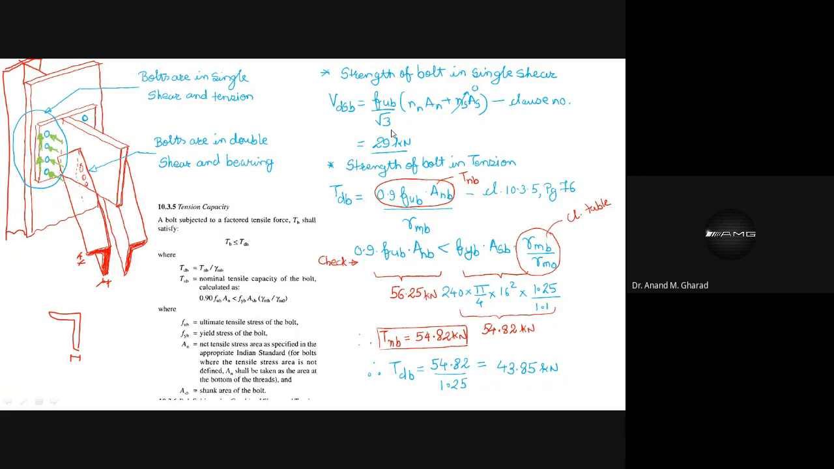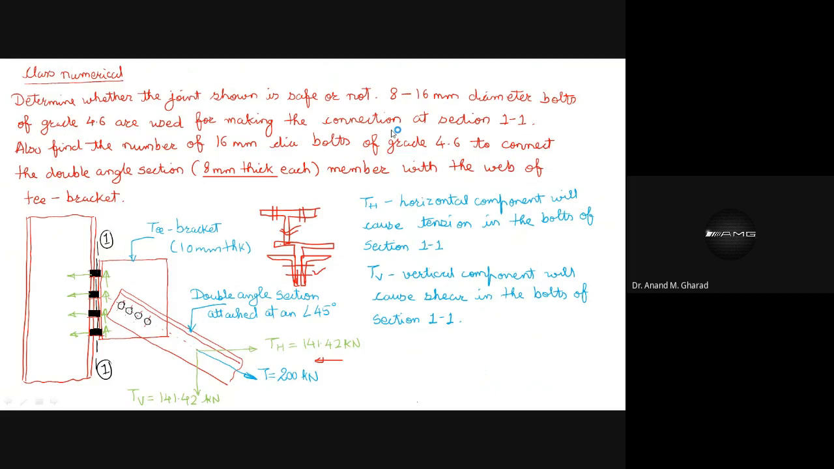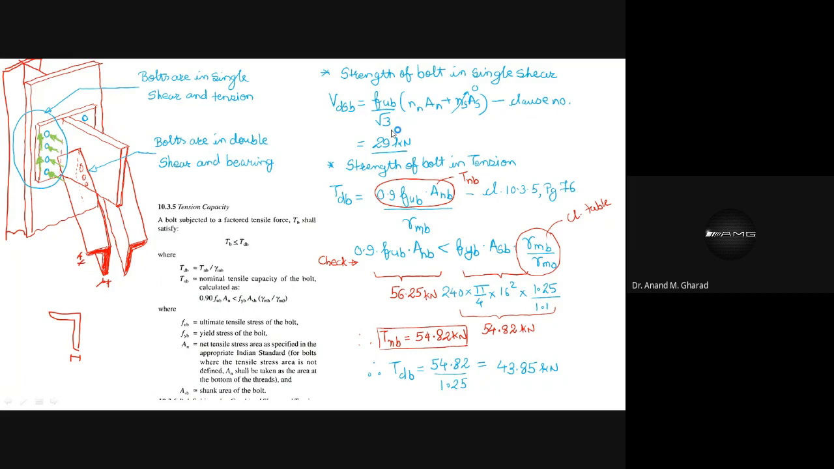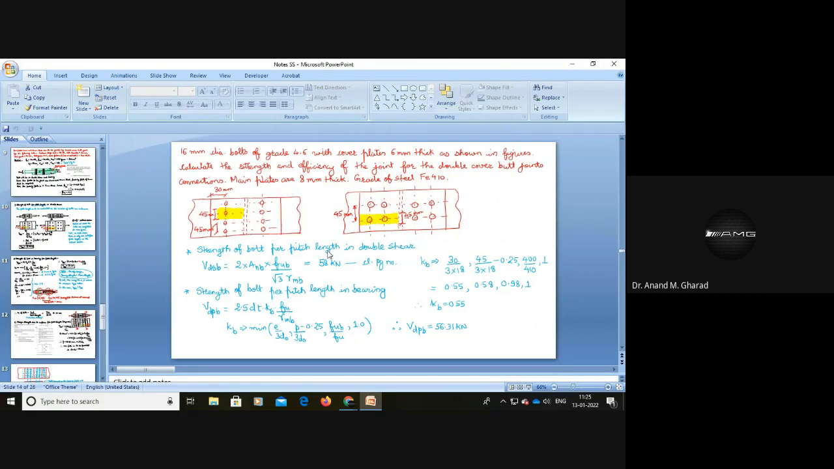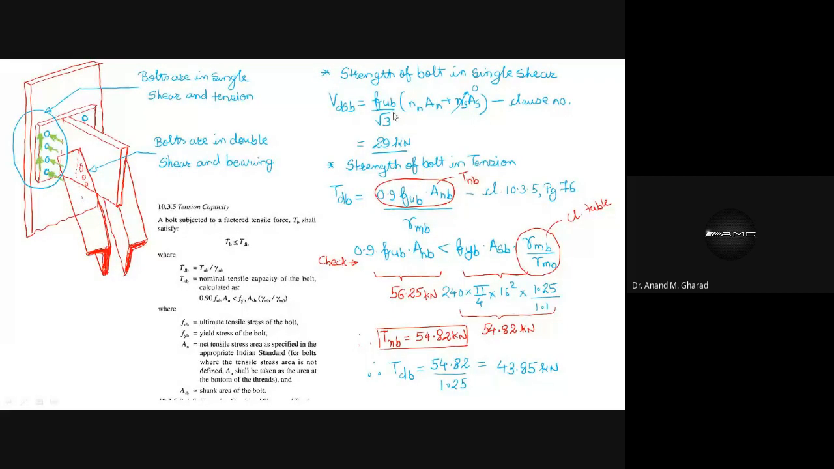What is the grade of bolt given? Grade of bolt is given as 4.6. So first of all we have to calculate the partial safety factor terms. What will be the FUB value? For grade 4.6, FUB is 400 MPa. Then nn: what will be the nn value? If it is in single shear, it will be 1.